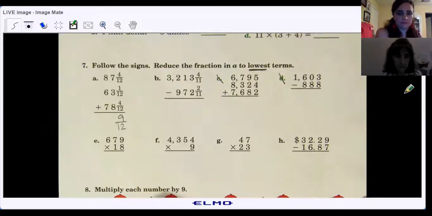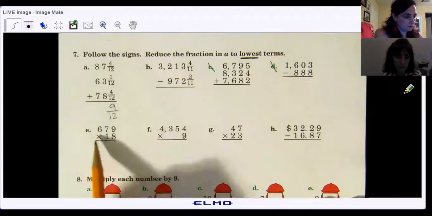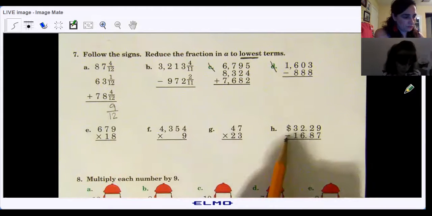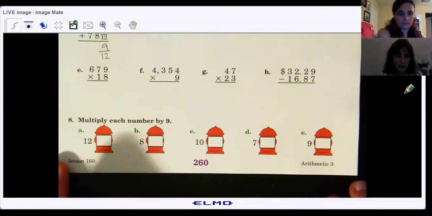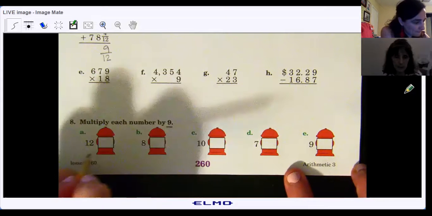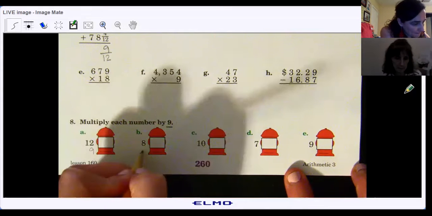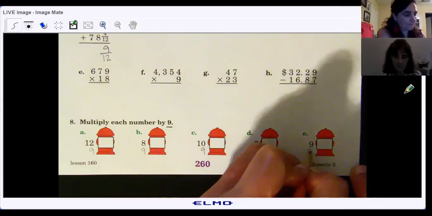And then the rest, multiplication and subtraction. Don't forget the dollar sign and decimal point. Number 8, multiply each number by 9. And if you have to, put the 9 under the number: 12 times 9, 8 times 9, 10 times 9, 7 times 9, 9 times 9. So you don't forget to multiply by 9.